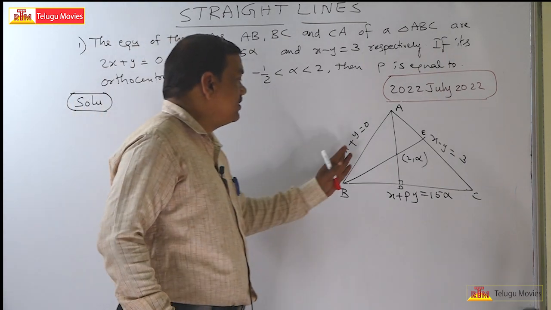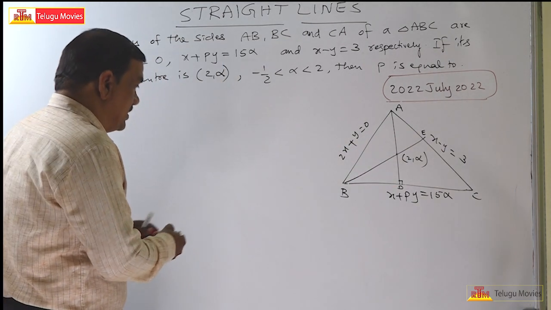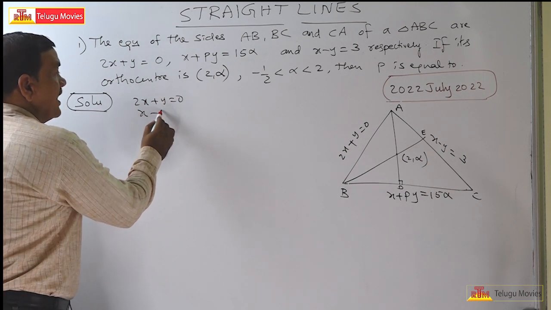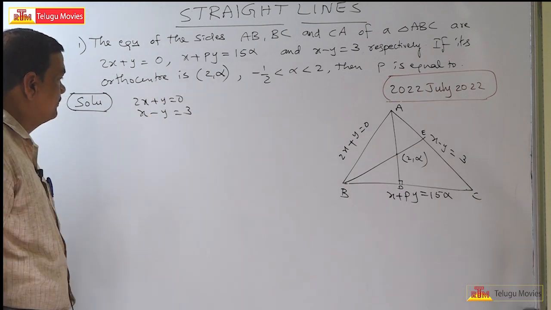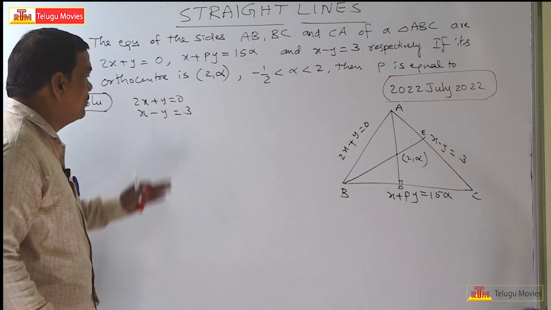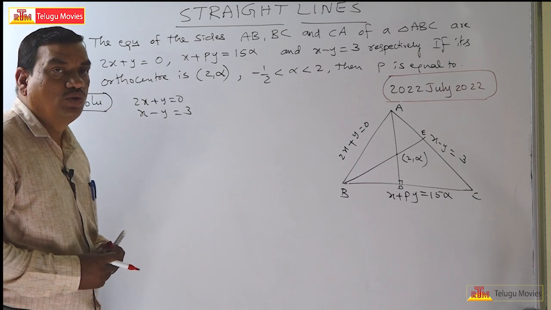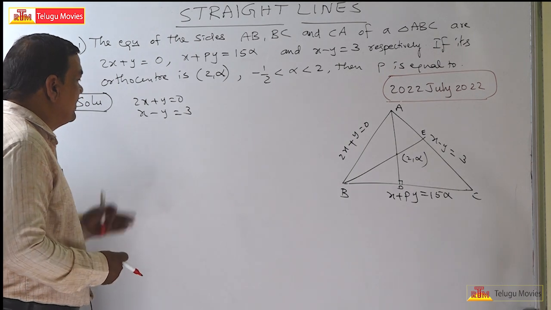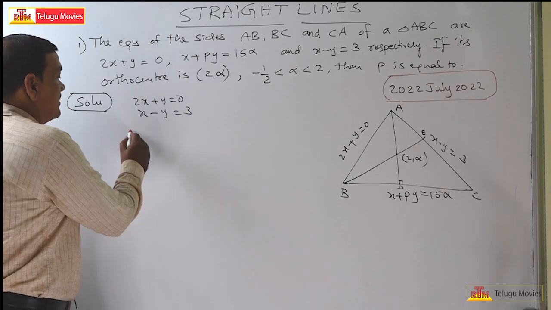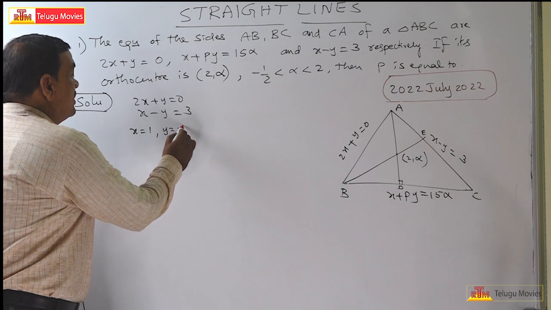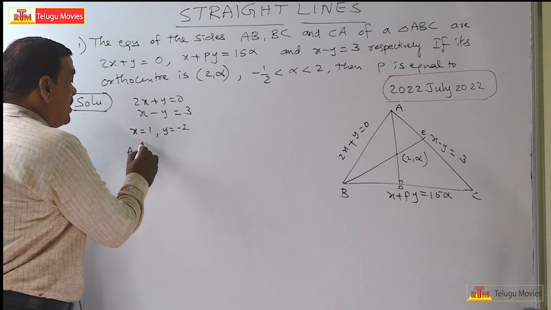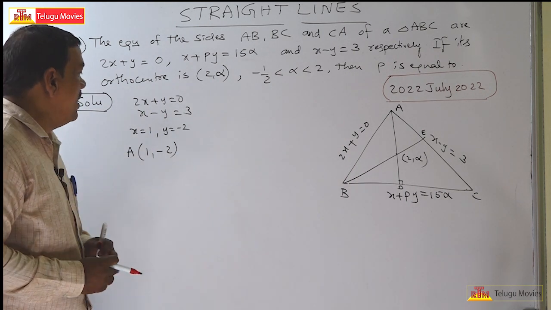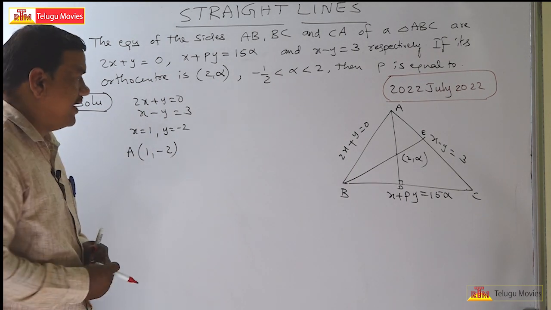My first aim is to find the coordinates of A. How to find that? By solving the equations 2x plus y is equal to 0 and x minus y is equal to 3. Adding, y and minus y cancel, so 3x is equal to 3, therefore x is equal to 1, y is equal to minus 2. Therefore the coordinates of A are (1, minus 2).